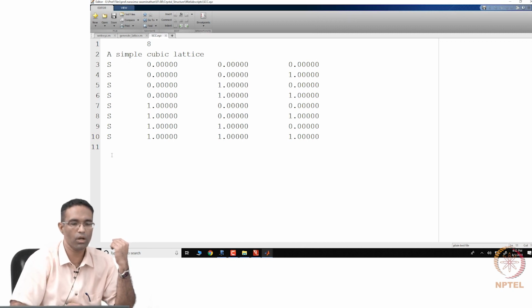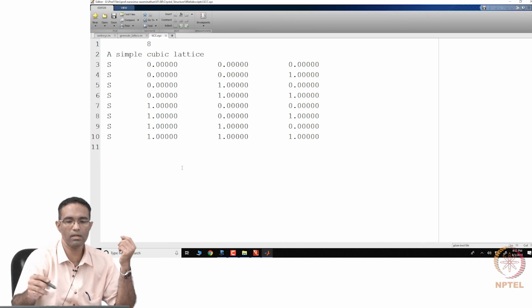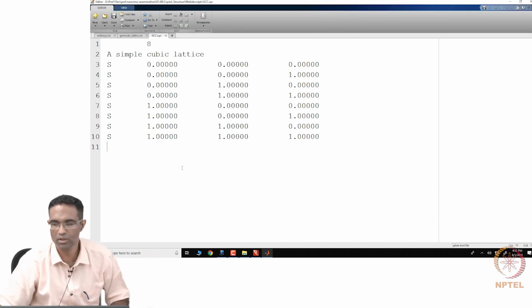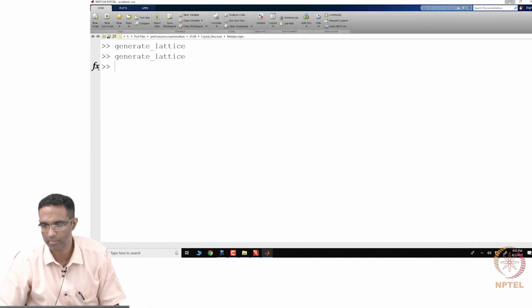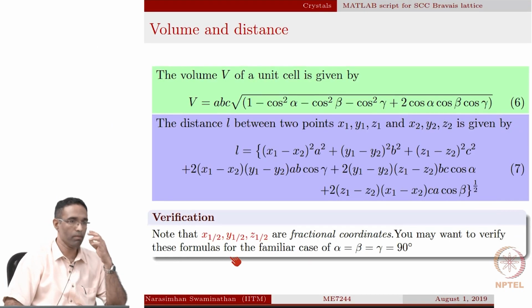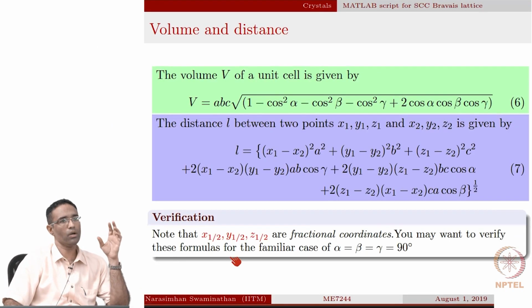The first column is a symbol that is used to identify what type of atom it is, and the second, third and the fourth columns are basically the x, y, z coordinates. So, this is what this program does. Okay. Now, off and on, not all the unit cells that we deal with are cubic, right?